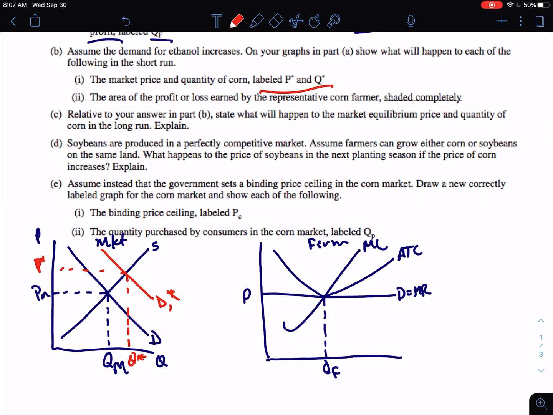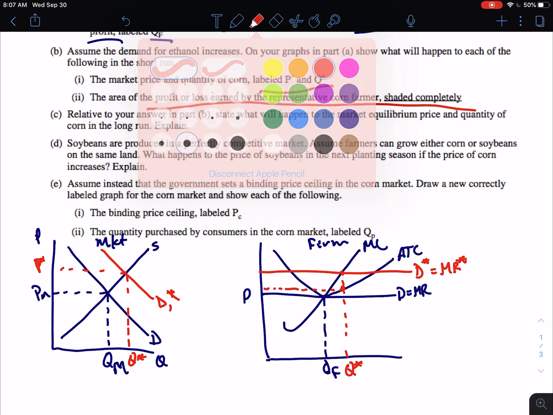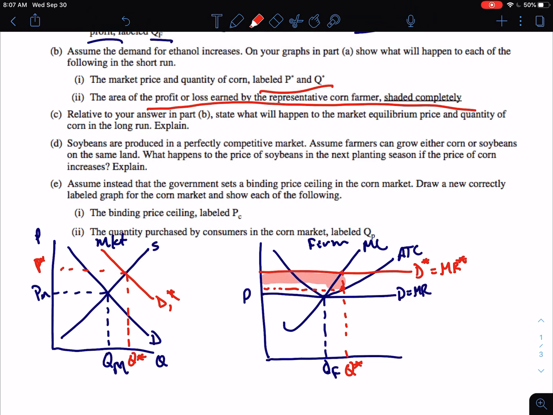Okay, and now we go over here and we get a new demand and a new marginal revenue curve. Then we have to shade completely the area of profit or loss. So since price went up, we are going to earn a profit. And remember, we draw our dotted line straight down here. So this is our Q star. And then we draw dotted lines over. We have to shade that completely now. So we shade that in, and then we will label it economic profit.